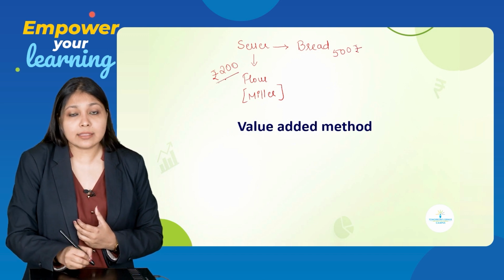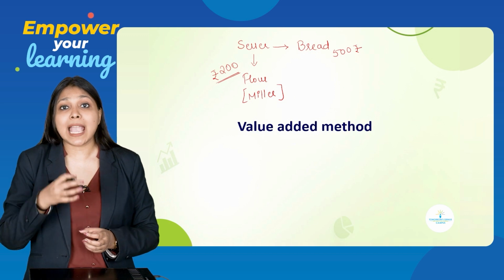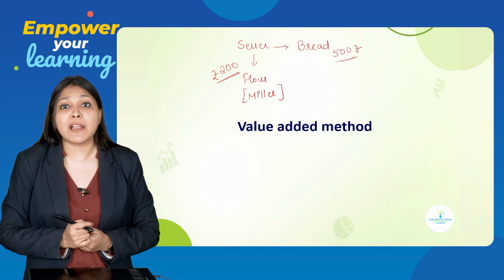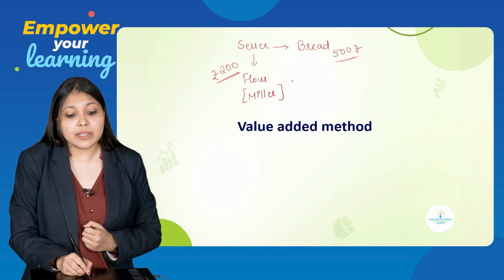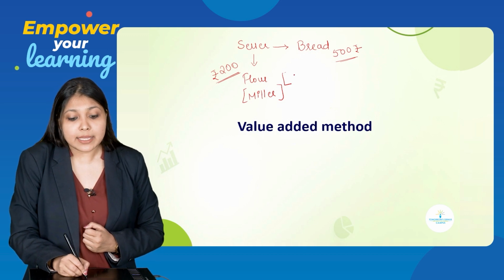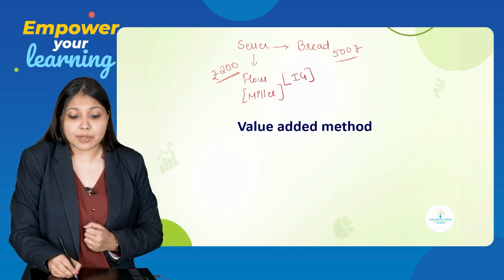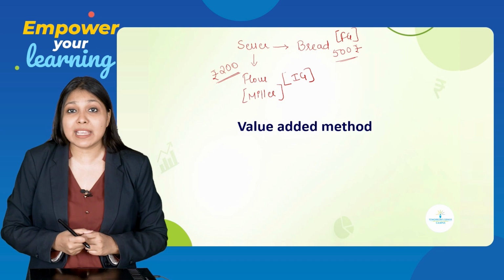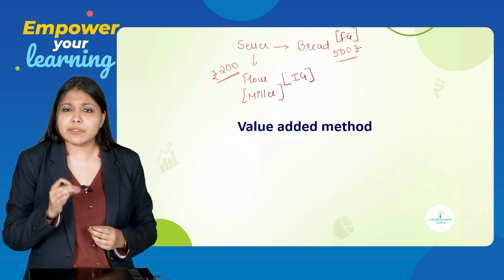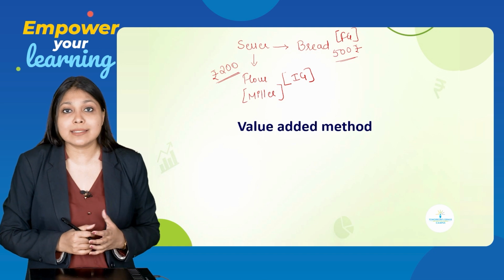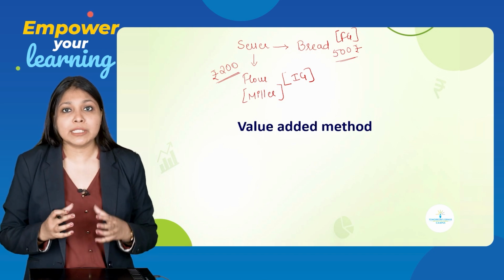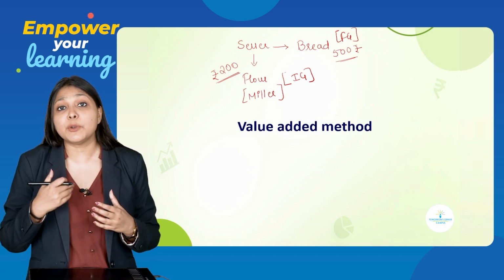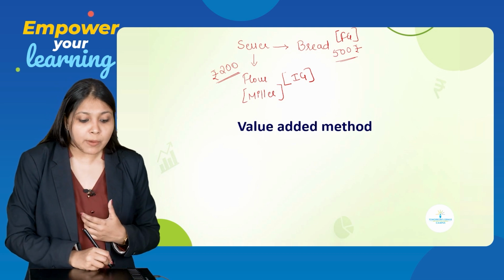This is nothing but the value which is being added to our final commodity. Flour is our intermediate good, and bread is our final good. I hope you all remember what intermediate goods and final goods are. I have taken this very small example just to make you understand that when the price of the final commodity comes out in the market, it will be inclusive of all the stages which the product has crossed.